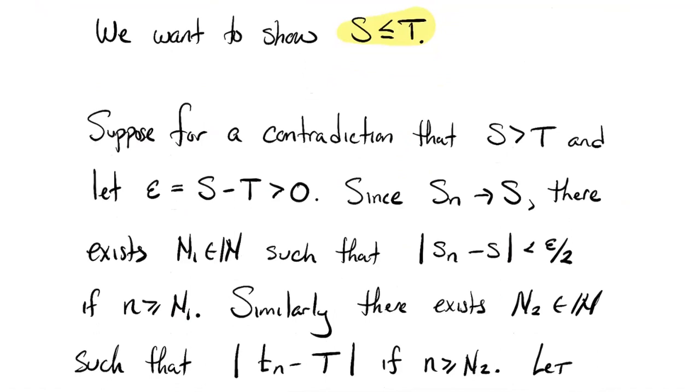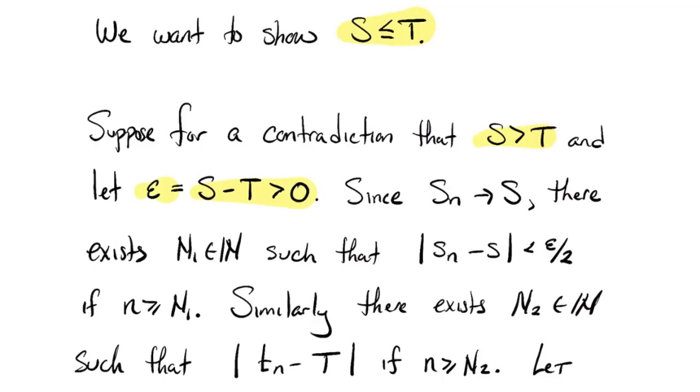How would a contradiction style argument start? Well, you assume the opposite of your conclusion. Let's suppose if S is not less than or equal to T, well, then S is bigger than T. So let's suppose for a contradiction that S is bigger than T, and then let's call their difference in that order, S minus T, which is of course a positive number. Let's call that epsilon. Okay.